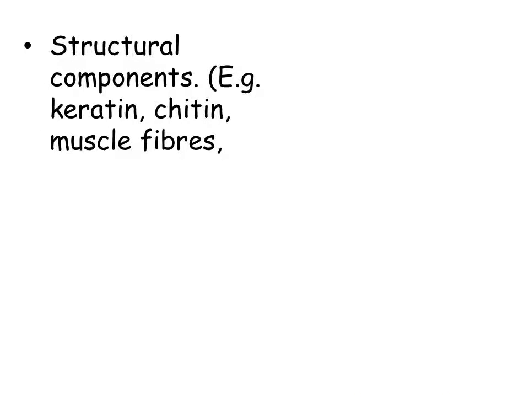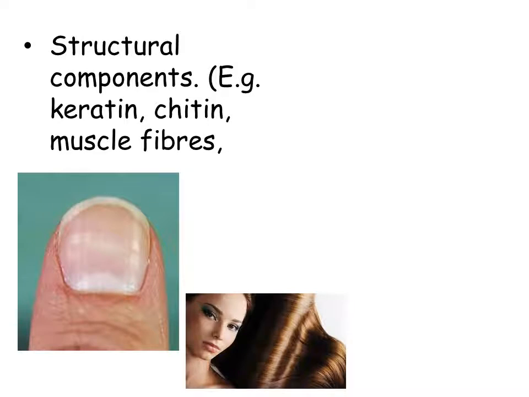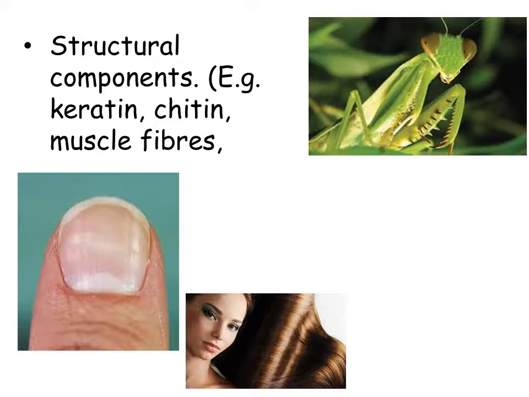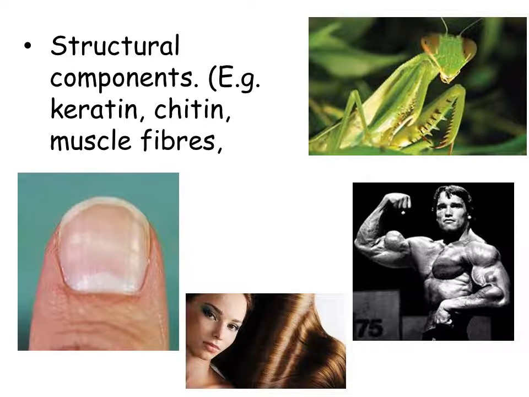Protein is also used as a structural component. What this means is it's used to make bits of you. For example, your hair and fingernails are made of a protein called keratin, a very tough protein. Another tough protein is used in the exoskeleton of insects. It's called chitin. And finally, if you want to build some muscle, you're going to need some muscle fiber. Again, that's made of protein.